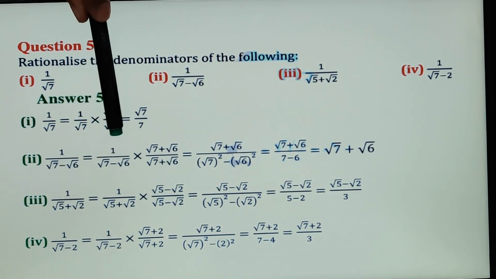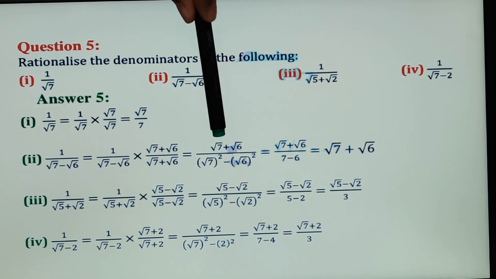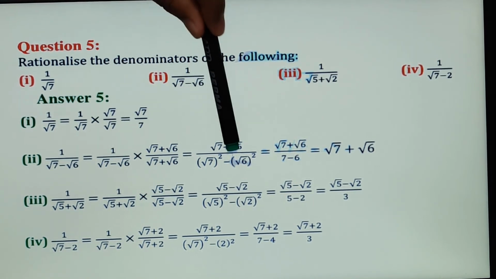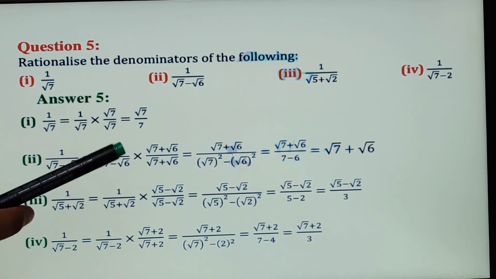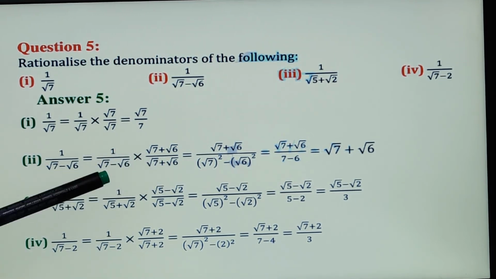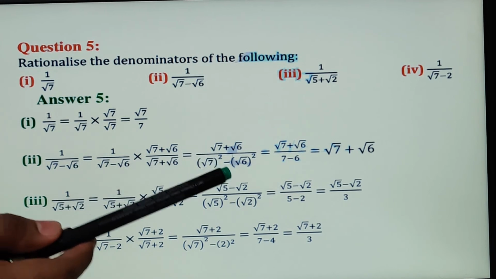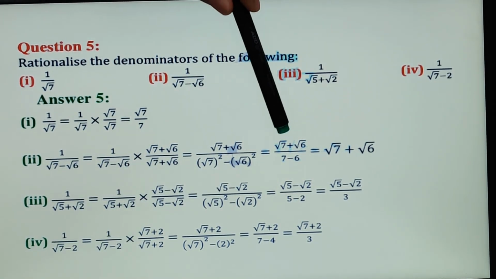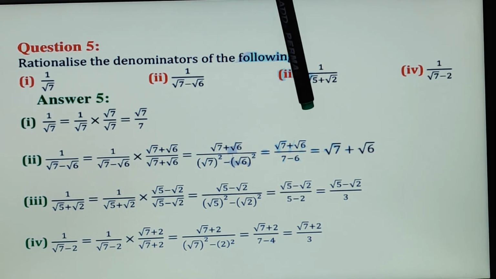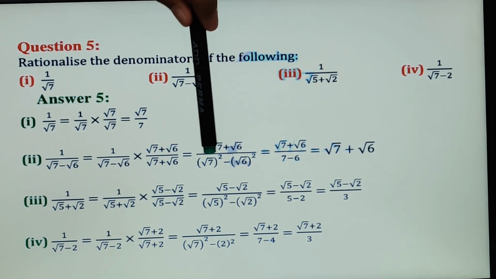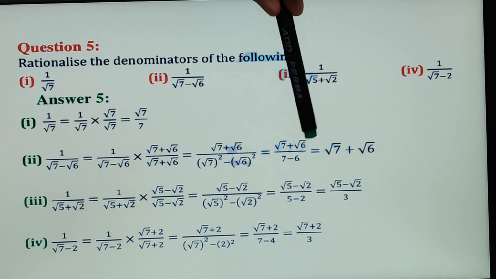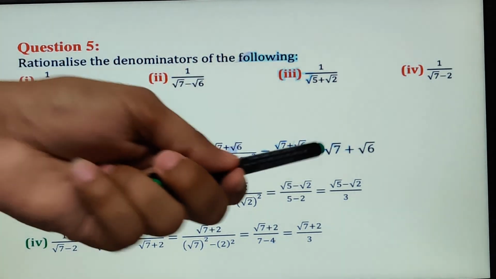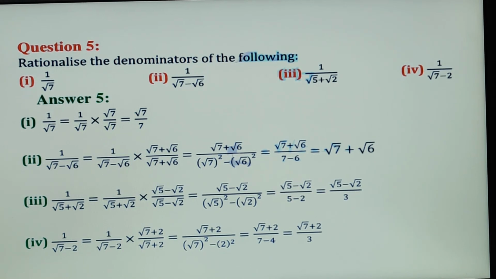When we multiply it with 1, it will be same. Whenever any number or quantity is multiplied with 1, it will remain same. And in denominator, an identity is formed, a plus b, a minus b, so a square minus b square. In numerator, again as it is, root 7 plus root 6. In denominator, root 7 square will be 7 and root 6 square will be 6. So 7 minus 6 is 1. So final answer is root 7 plus root 6.